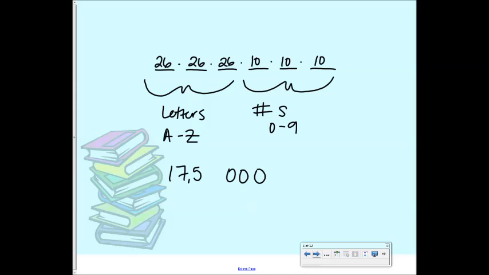Wait, whoa, 175,760,000. Okay, so that's the number of options. So that's 17,576,000 different possibilities for the password you could come up with. But where did we get those numbers that went into it? Where did I get 26, 26, 26, 10, 10, 10?